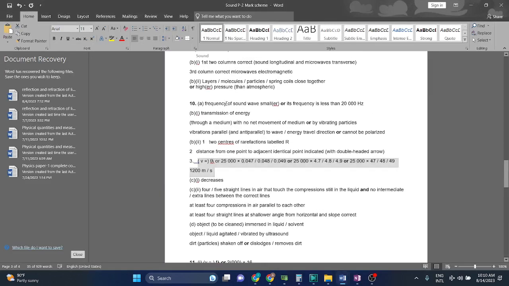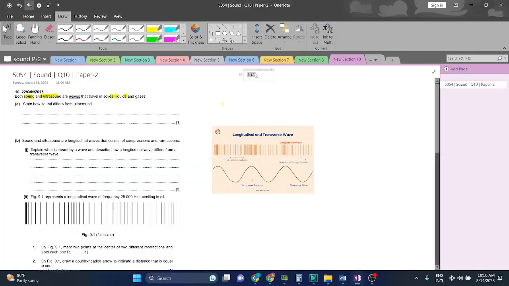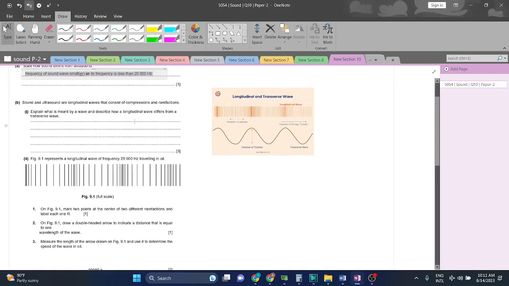Let's see. Frequency of sound waves is smaller, its frequency is less than 20,000. That is the answer. Let's move ahead.